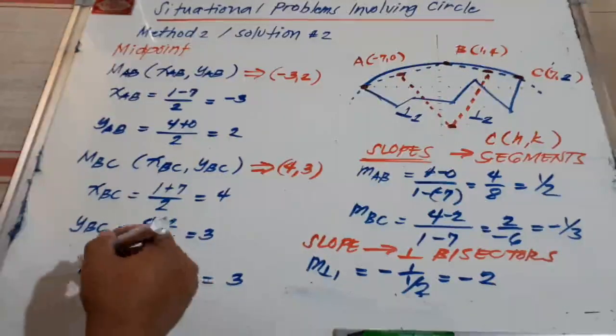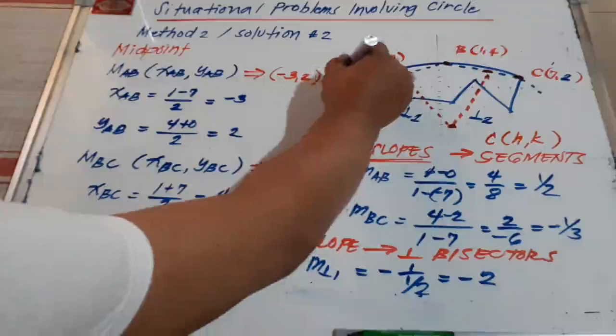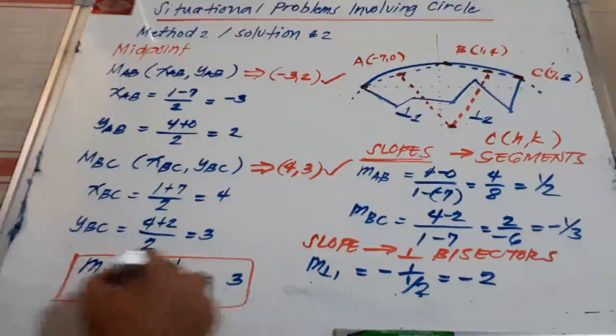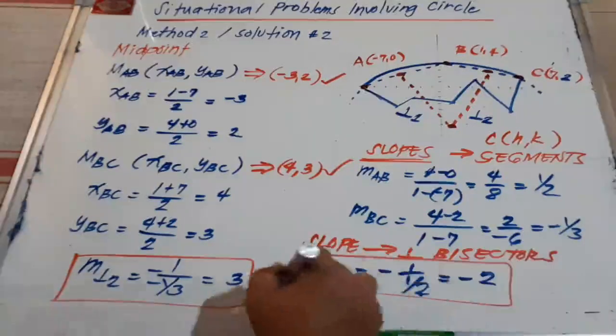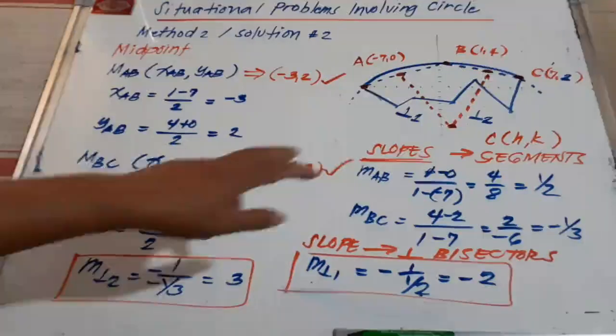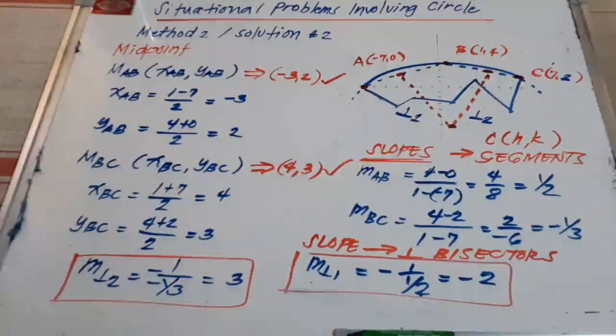So meron na tayo nung midpoint. Meron na tayong slope ng perpendicular bisectors natin. We can now determine the equation of the perpendicular bisector. At pag nakuha na yung equation of the two perpendicular bisectors, yung point of intersection nila is the location of the center of our circle.